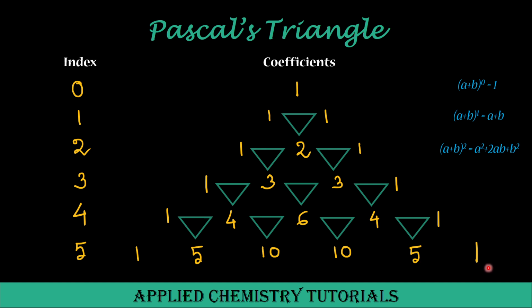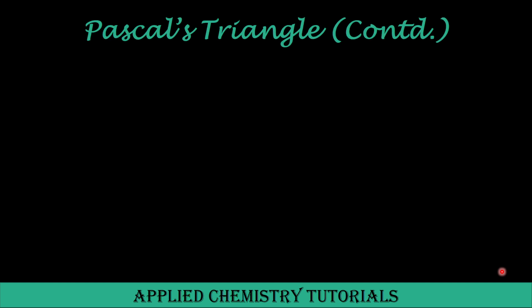Again, this is a very laborious process. Suppose we need to find out (a + b) to the power 23. Then we need to calculate all the coefficients following this Pascal triangle method. So we need to figure out an easy way to calculate the coefficients.